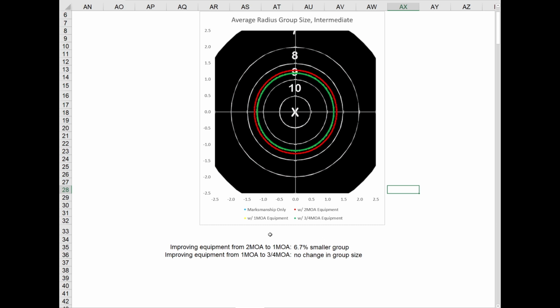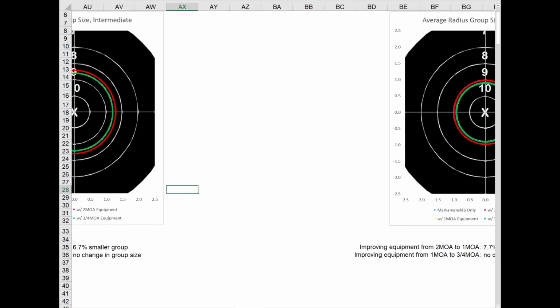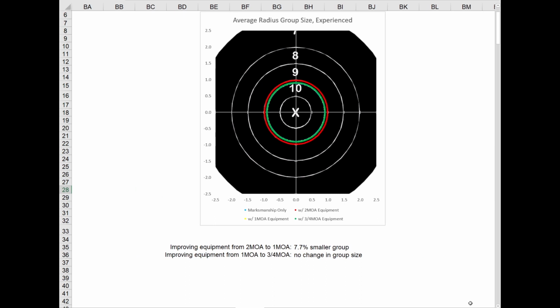And then, as before, what happens when you take that 1 minute of angle equipment and improve it even further to 3/4 minute of angle? From what I found, there is no change in the group size when you make that improvement. It's basically the numbers are the same, whether it's 1 minute of angle or 3/4 minute of angle. The average radius is the same. All right, that's intermediate, and now we'll move to our experienced shooter.